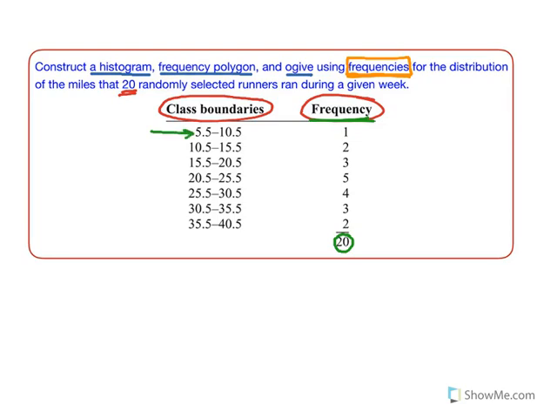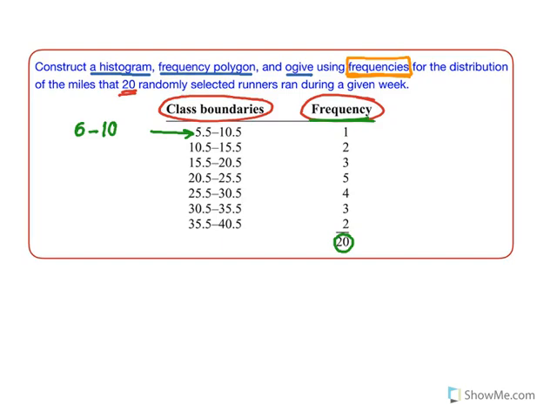I just want to remind you of one thing: this 5.5 to 10.5 is the class boundary of which class? It would be the class boundary of the 6 to 10 class. This is because when we do class boundaries, we subtract half from this 6 and add half to this 10. And this is where we get the 5.5 to 10.5, and so on for all of these classes.